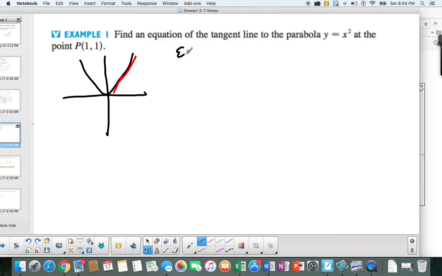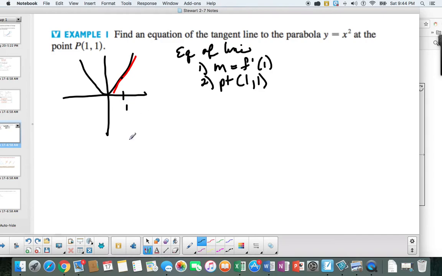All right, we know that an equation of a line requires two things. One, it requires a slope, which in this case will be f prime of 1, and two, it requires a point, which we know is (1, 1). So what we want to do is find the slope right here at 1. If we go to the first definition, f prime of 1 is equal to the limit as h approaches 0 of f of 1 plus h minus f of 1, all over h.